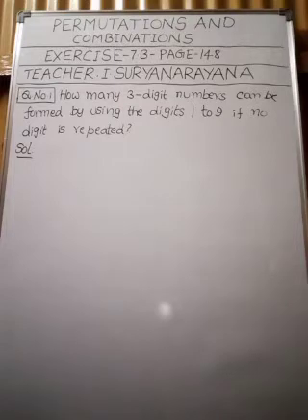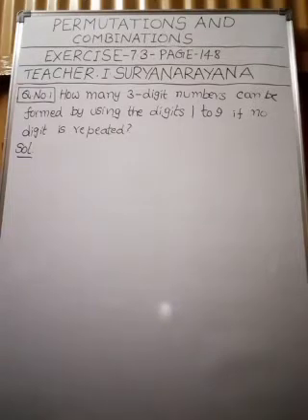pk objects are of kth kind, and the rest of the objects are of a different kind. In that case, the number of permutations is equal to n factorial divided by p1 factorial into p2 factorial into p3 factorial and so on up to pk factorial. Okay, my children, these are the 4 points we have discussed in this exercise as a part of concepts. We use these concepts in solving the problems in exercise 7.3.